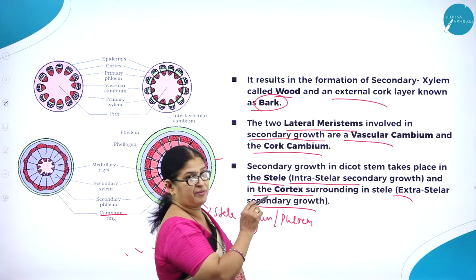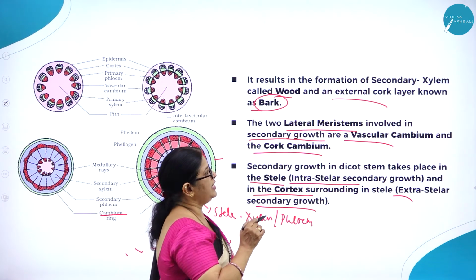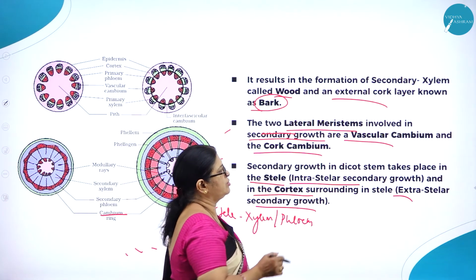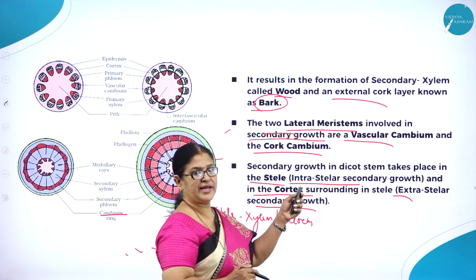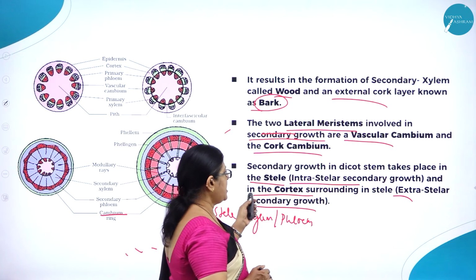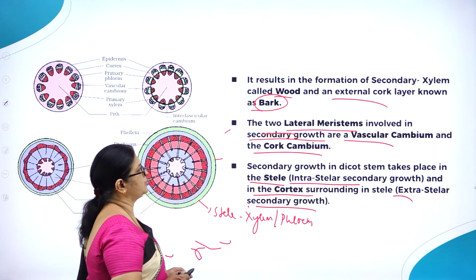So it results in the formation of secondary xylem called wood and an external cork layer known as bark. The two lateral meristems involved in secondary growth are vascular cambium and cork cambium. Secondary growth in the stele is called intrastellar secondary growth, and in the cortex surrounding the stele it is called extrastellar secondary growth.